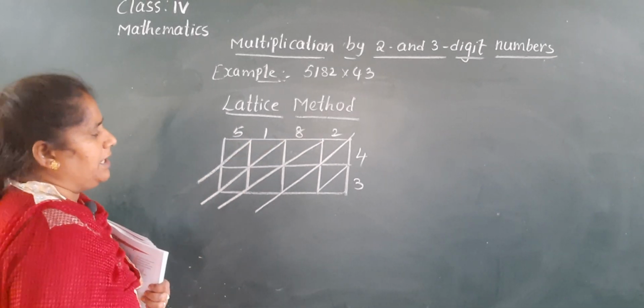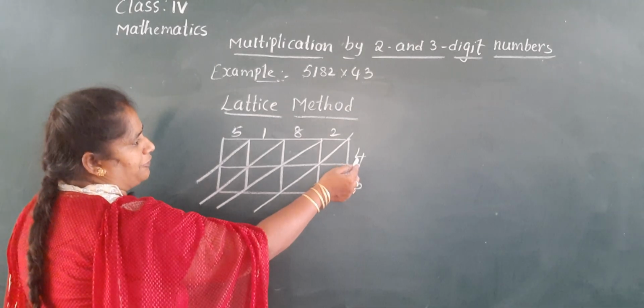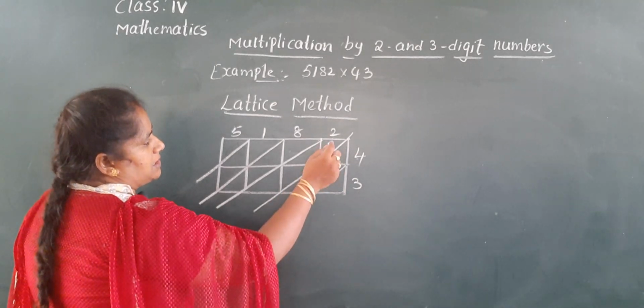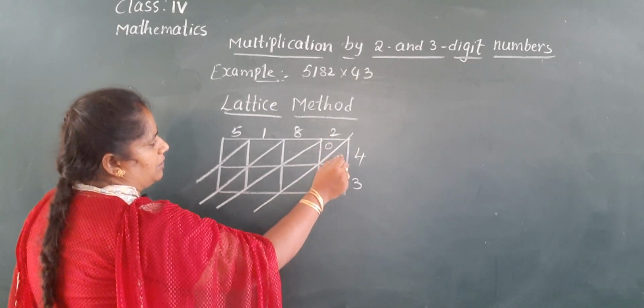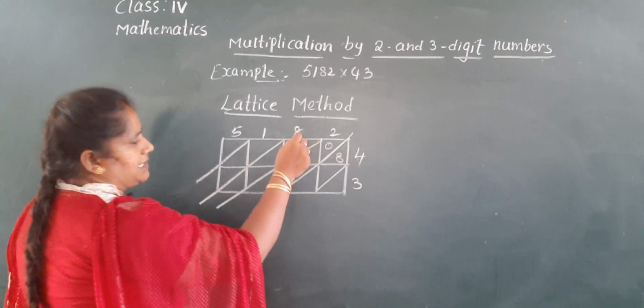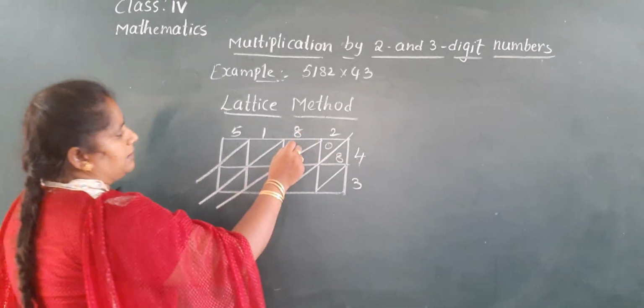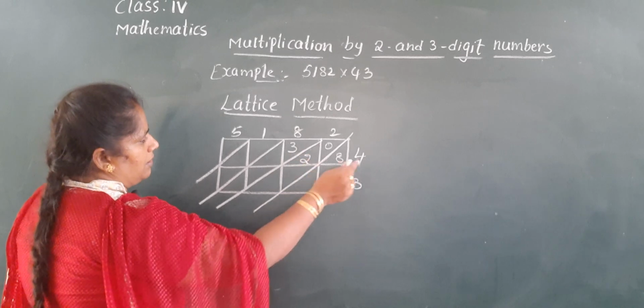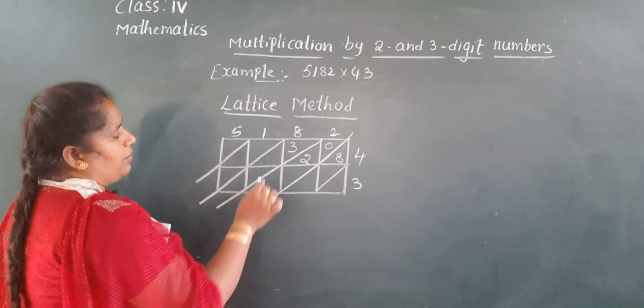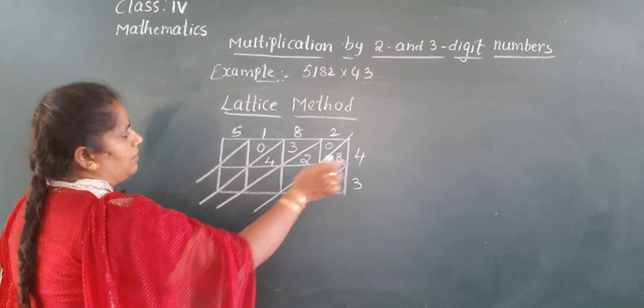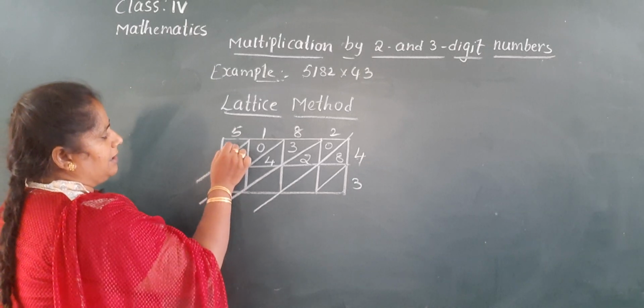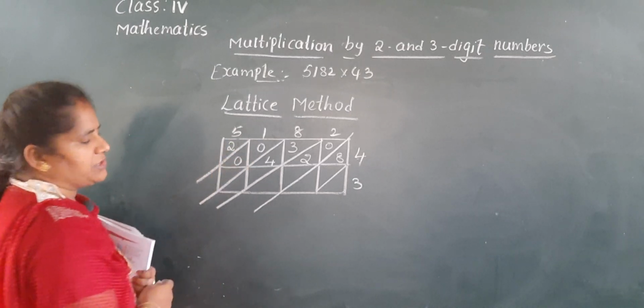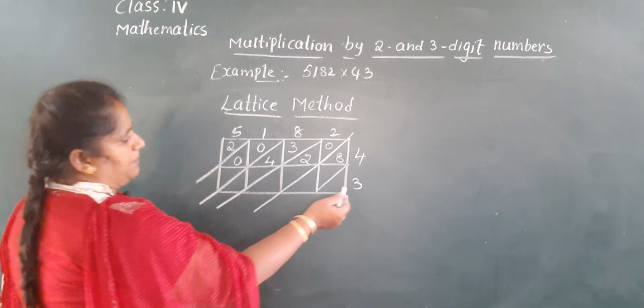Okay. Now multiply by 4 first. 4 2s are 8. There is no number, so we keep 0, 8. 4 8s are 32. 3 up, 2 down. 4 1s are 4. Only down, 0, 4. 4 5s are 20. 2, 0. Finish. Okay.